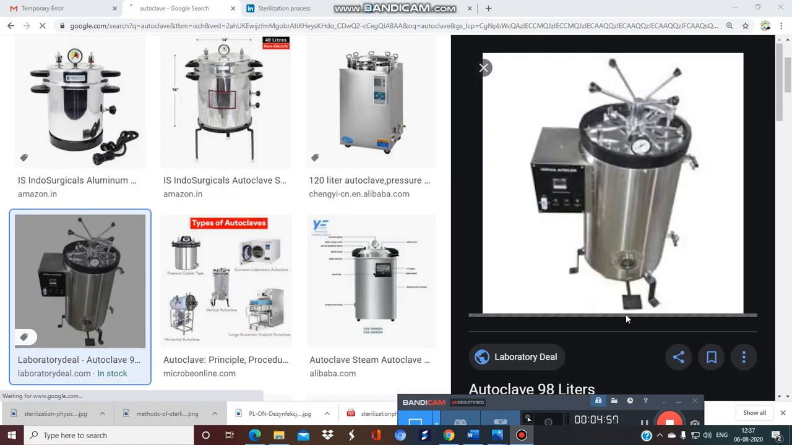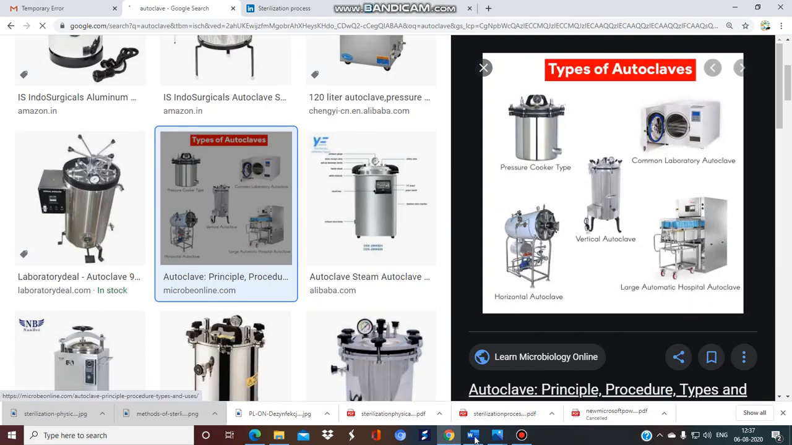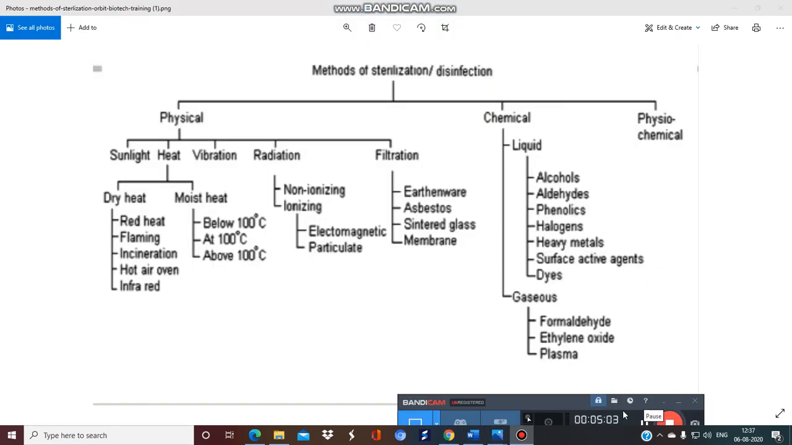Please see this, these are the different types of autoclaves. Just see, we have completed the dry heat and moist sterilization. Now, the next physical methods are radiation, vibration, and filtration. These are also methods of sterilization.